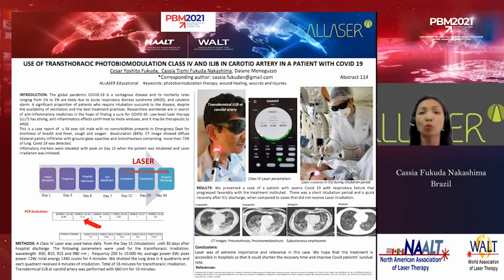How did we do that? We took the thorax of the patient and divided it into 4 parts. In each part, we irradiated for 4 minutes. That is, the whole treatment for the thoracic part was 16 minutes. And for the carotid part, we did 10 minutes. So 16 plus 10, approximately 26 minutes of treatment. And here you can see the pictures on the right side of our poster demonstrating this patient, with the transdermal ELIP on the carotid artery being irradiated for 10 minutes.